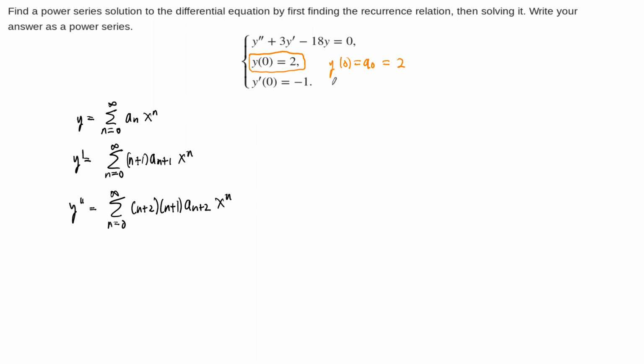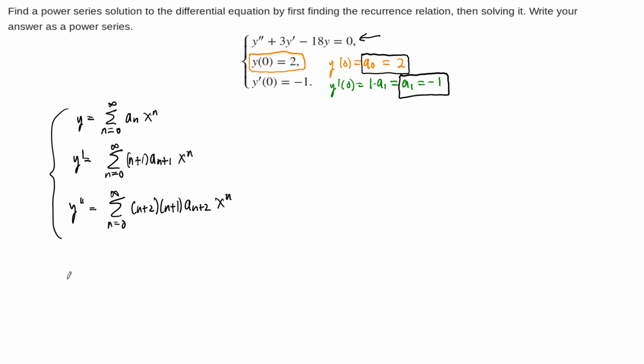y prime of 0 is equal to 1 times a sub 1. This 1 seems redundant, but it is important if you need to go up to higher order derivatives here. In this case, you don't have to, but this is just a sub 1. And so we're told here that a sub 1 is equal to negative 1. And so these two pieces of initial data for the function are going to give us our first two coefficients in our coefficient sequence that we're worried about. Now, what we have to do to find the rest of them is plug in our formulas for the power series into this differential equation.